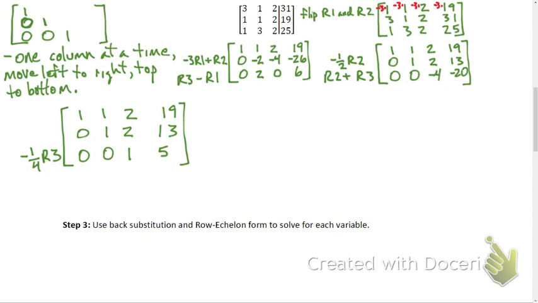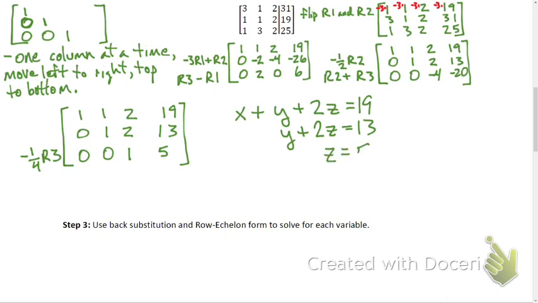Now you reattach the letters. Remember when we made the augmented matrix here? We dropped the letters. You reattach the letters. So that means x plus y plus 2z equals 19. Y plus 2z equals 13. And z equals 5. Look at that. We have one of our answers.